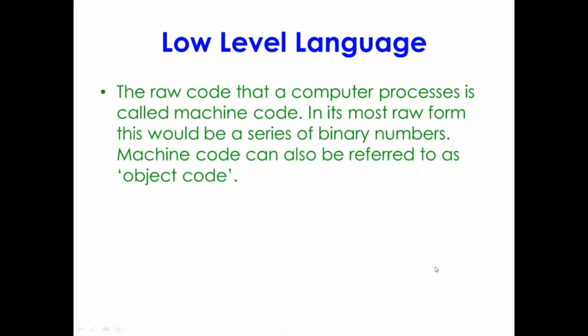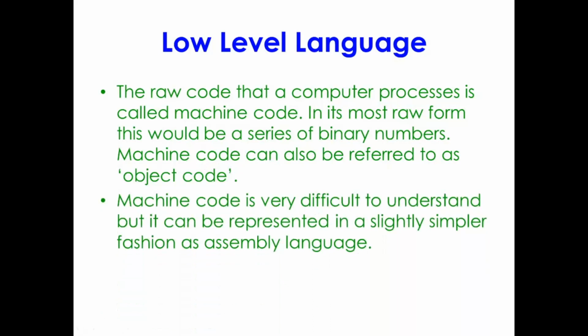Now we'll discuss the low level language. Before, we have discussed high level language, and a high level language is a programming language that is easier for humans to understand and that is difficult for computers to understand. But low level language is a language that is easier for the computer to understand and is difficult for humans to understand. So the translated code or program is called object code.